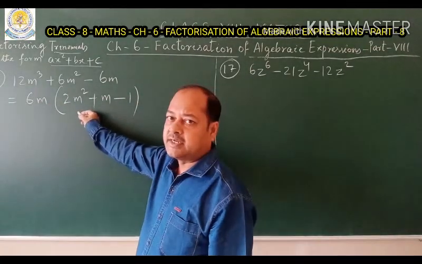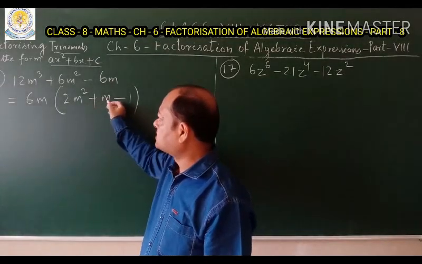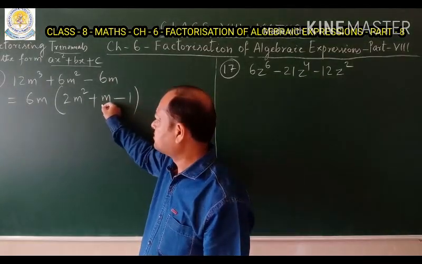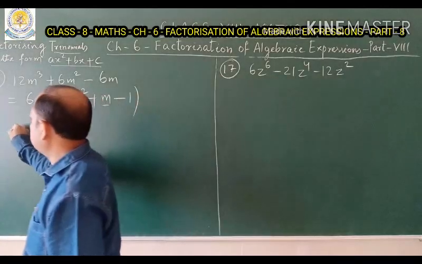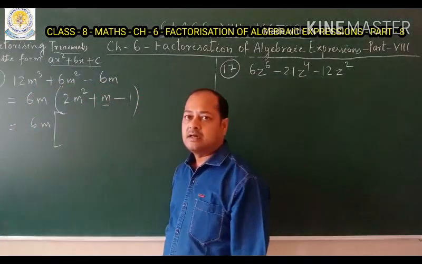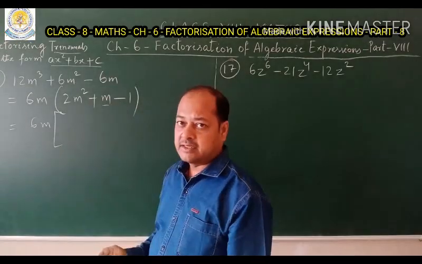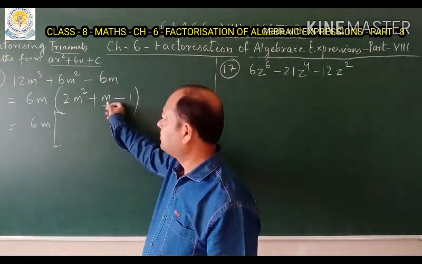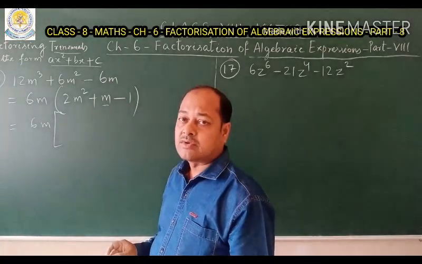So we are getting the three terms like this: 6m times the algebraic expression 2m square plus m minus 1. Now we have to factorize this algebraic expression. First step is to break the middle term. Here the middle term is m. So you have to think of two terms so that if you add you will get m, and if you multiply you get minus 2m square. So what are the two terms?